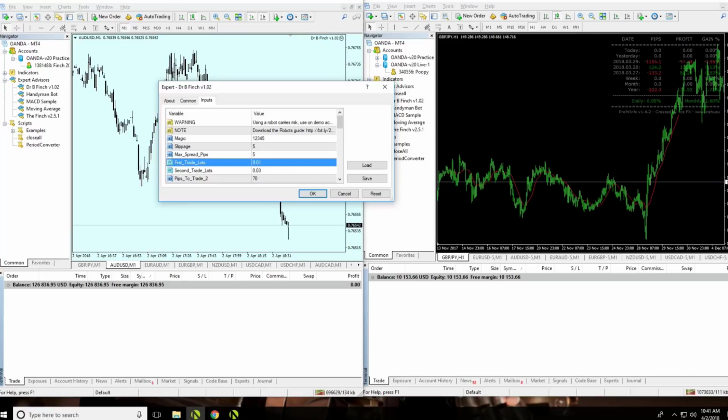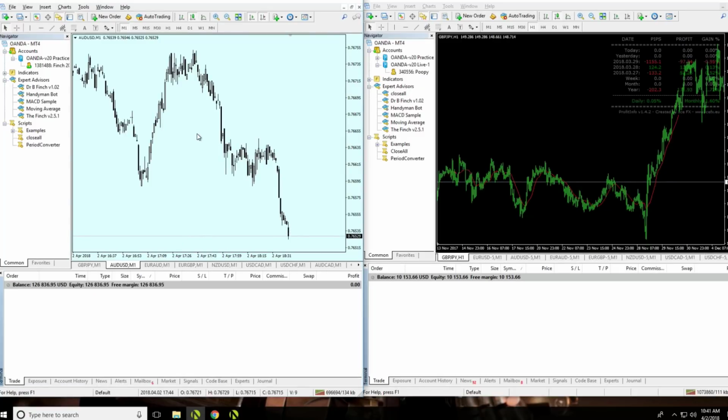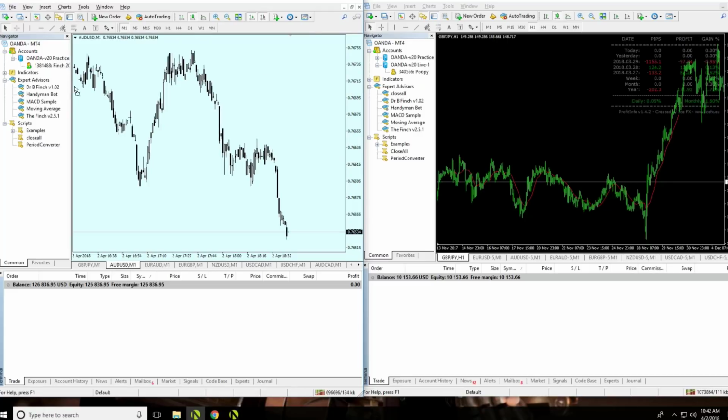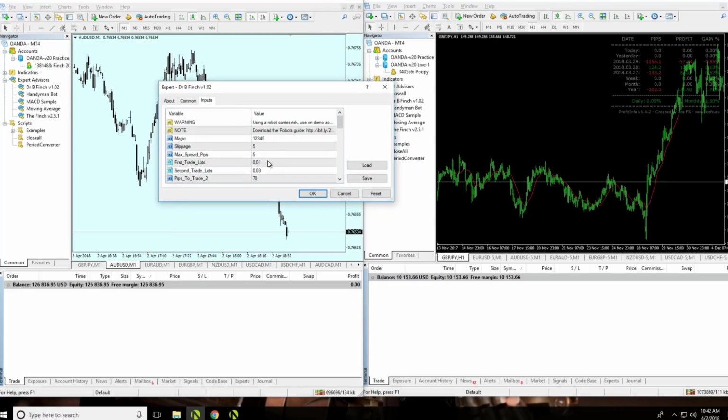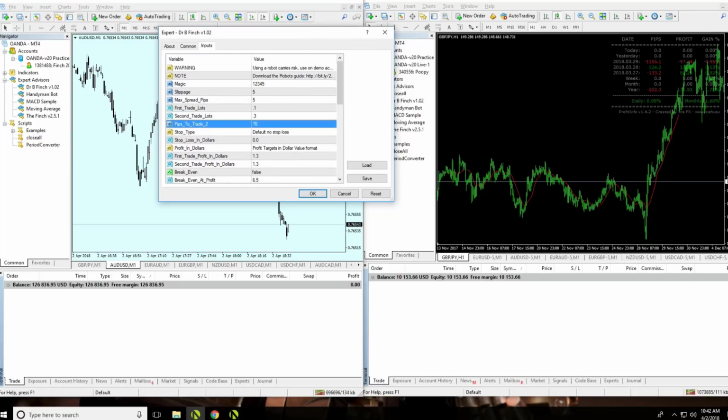Now we're getting into something. I want to set my trade size to something, well, what were we using last month? We were using trade sizes of 1 mini lot. Let's do that again. I'll load the Dr. Bill Finch on the chart, and I will choose a 0.1 trade size and a 0.3 trade size for the second trade. Pips to trade 2 will stay and remain at 70, even though we're on a 1 minute chart.